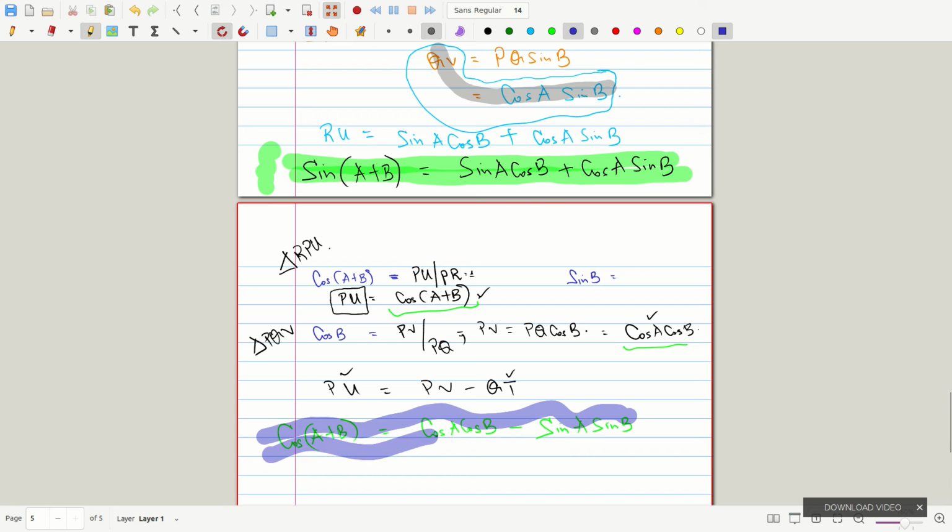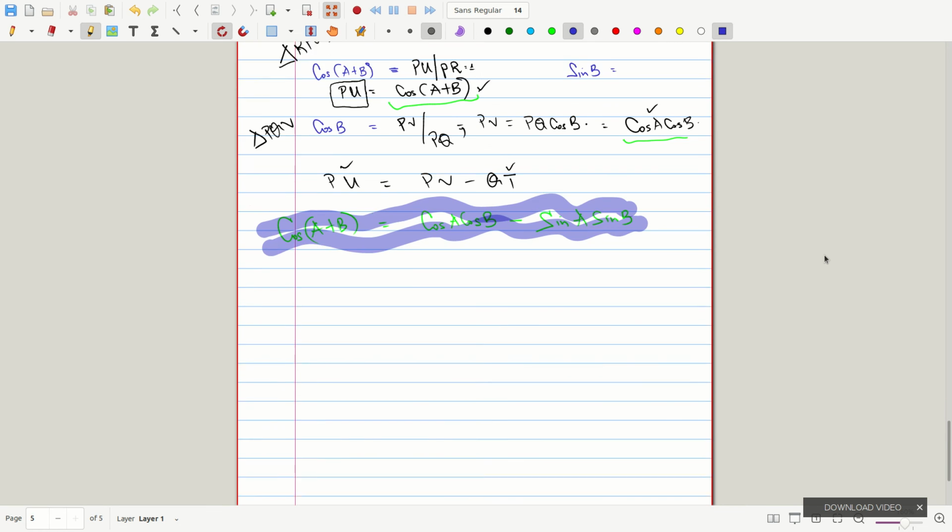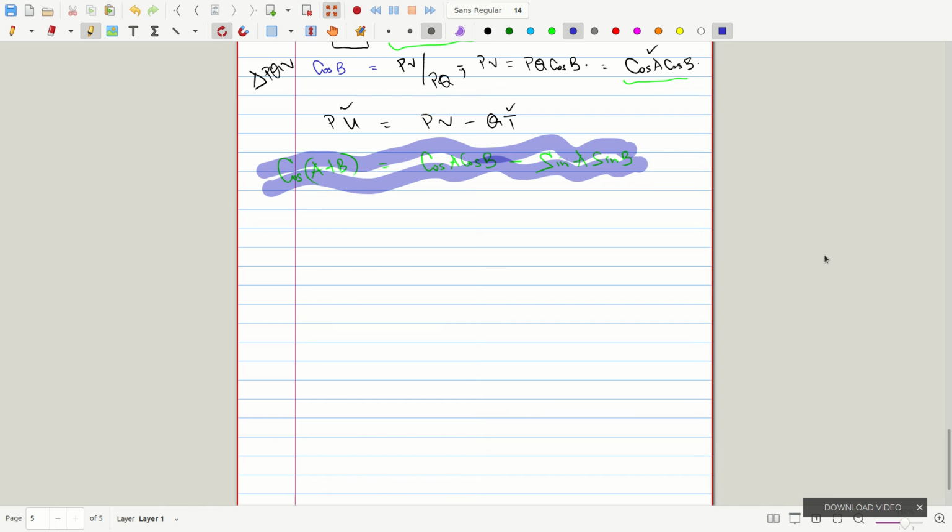Okay, so you have that cos(A+B) is cos A cos B minus sin A sin B, and then we had here sin(A+B) is sin A cos B plus cos A sin B. Okay, if I haven't made an error, I hope that is it. But we are quite a long way from getting what we want here.